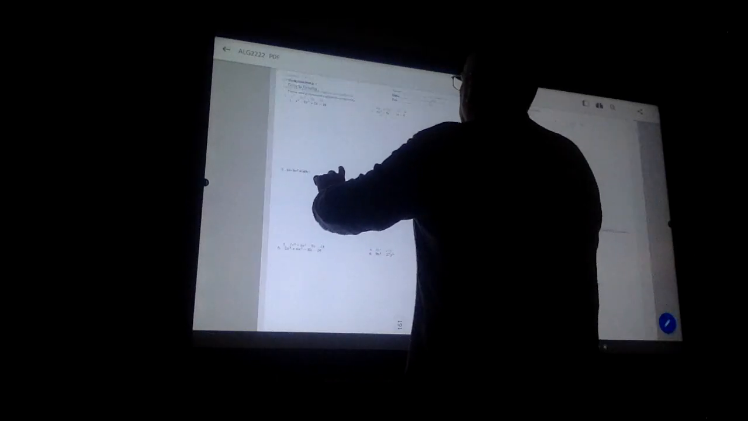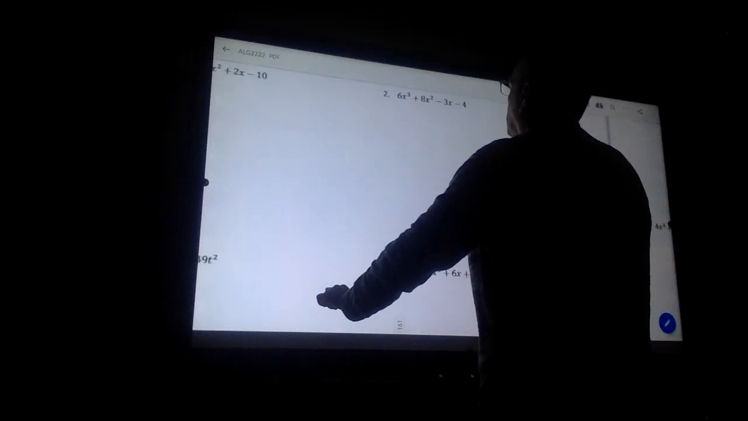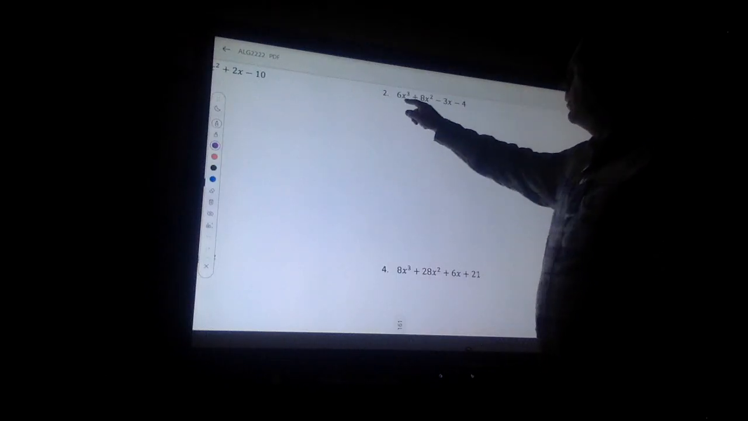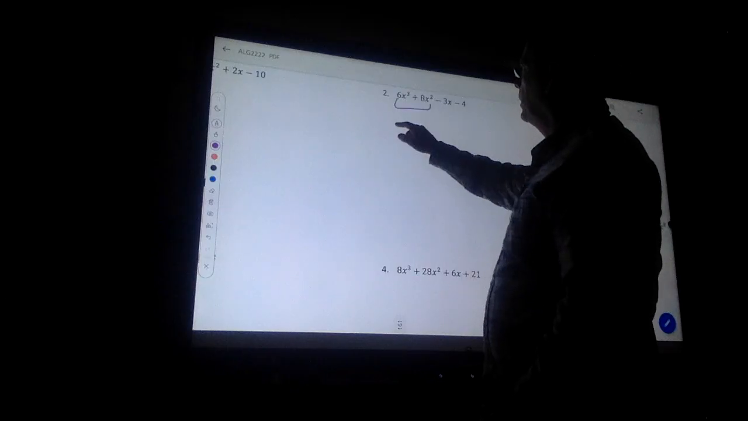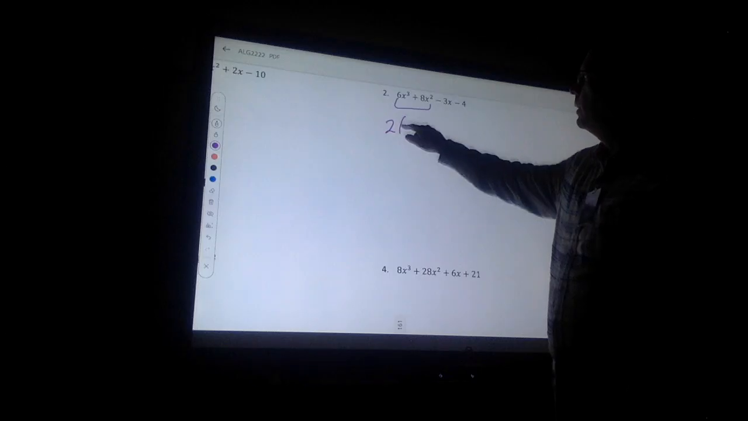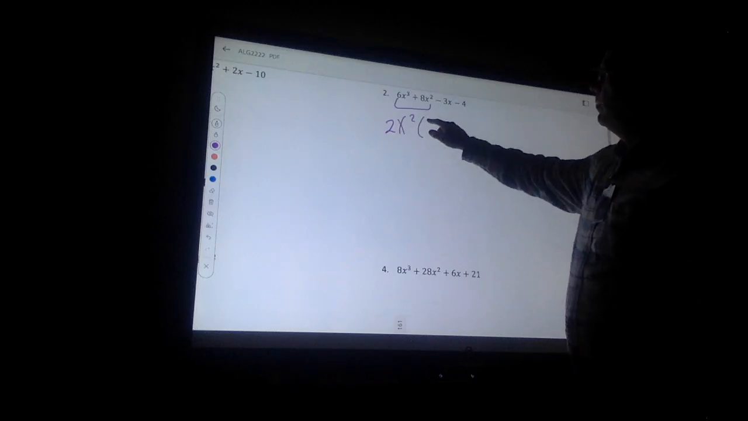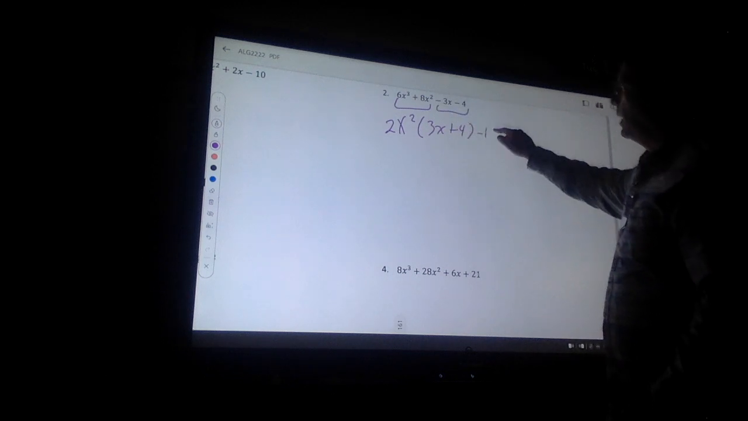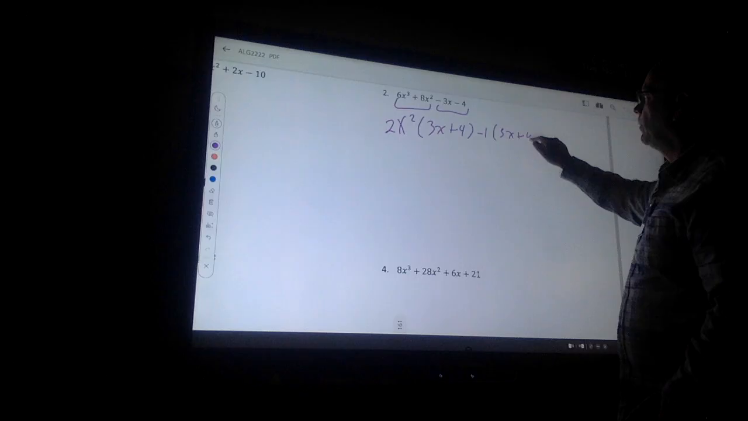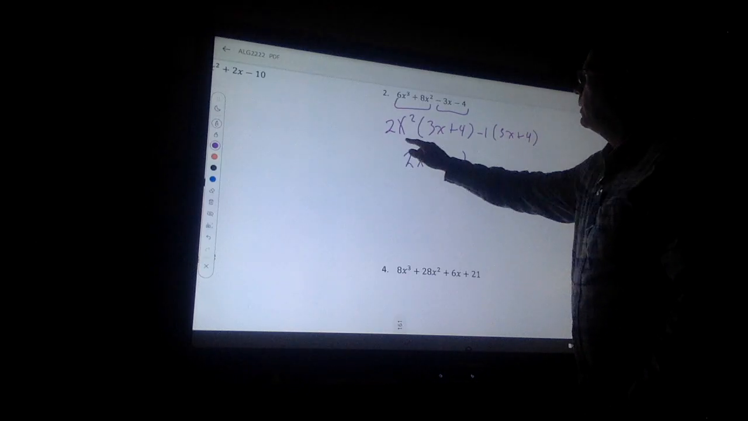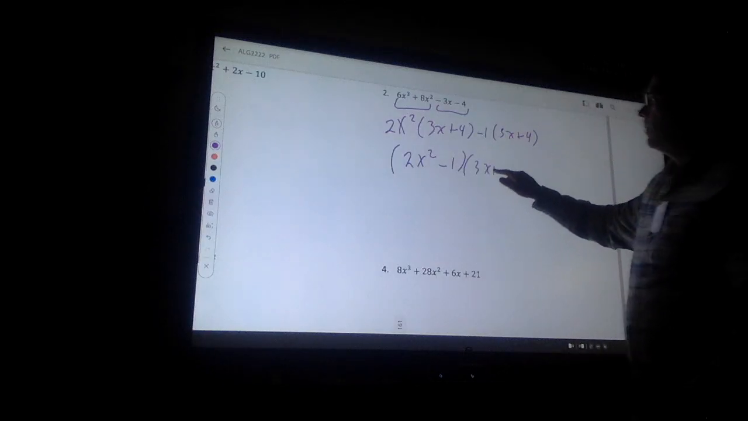So we're just going to go over the evens on these ones. So let's expand the screen. So we're going to factor by grouping. What we're going to do is we're going to take a look. We're going to say, okay, we could factor out a 2 and also an x squared out of these. That's going to leave me 3x plus 4. From here, I'm going to factor a negative 1 out, and that's going to leave me 3x plus 4. And then I'm going to get 2x squared minus 1 and 3x plus 4 for my answer.